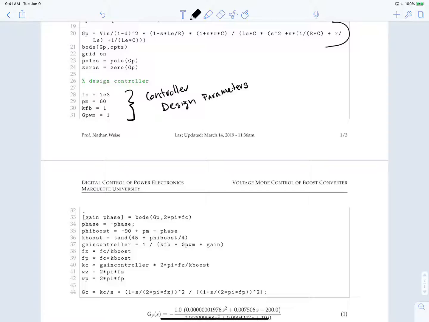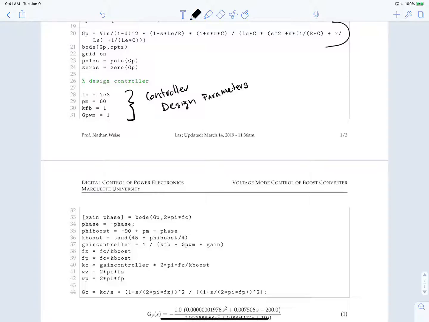So what we'll go ahead and do is calculate the gain and phase of the plant at the desired crossover frequency. This is that one point, that one crossover frequency. This is the plant, and we're asking for the gain and phase at that point. Once we do that in this design, we'll calculate phi boost. Phi boost is how much phase boost we'll ask from the controller at that point. The controller type will be a double pole double zero with an integrator, so K boost will give us our ratio between the pole and the zero.